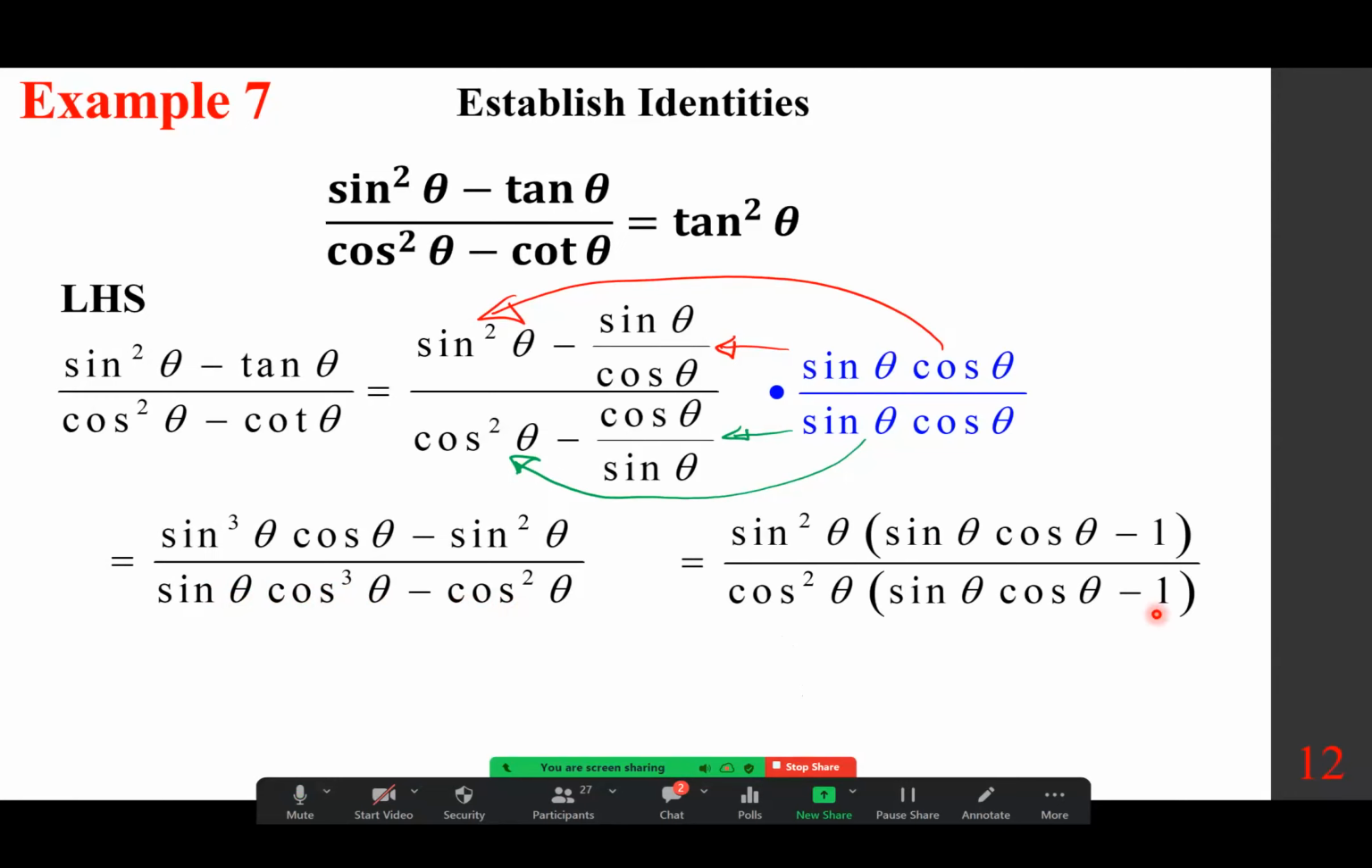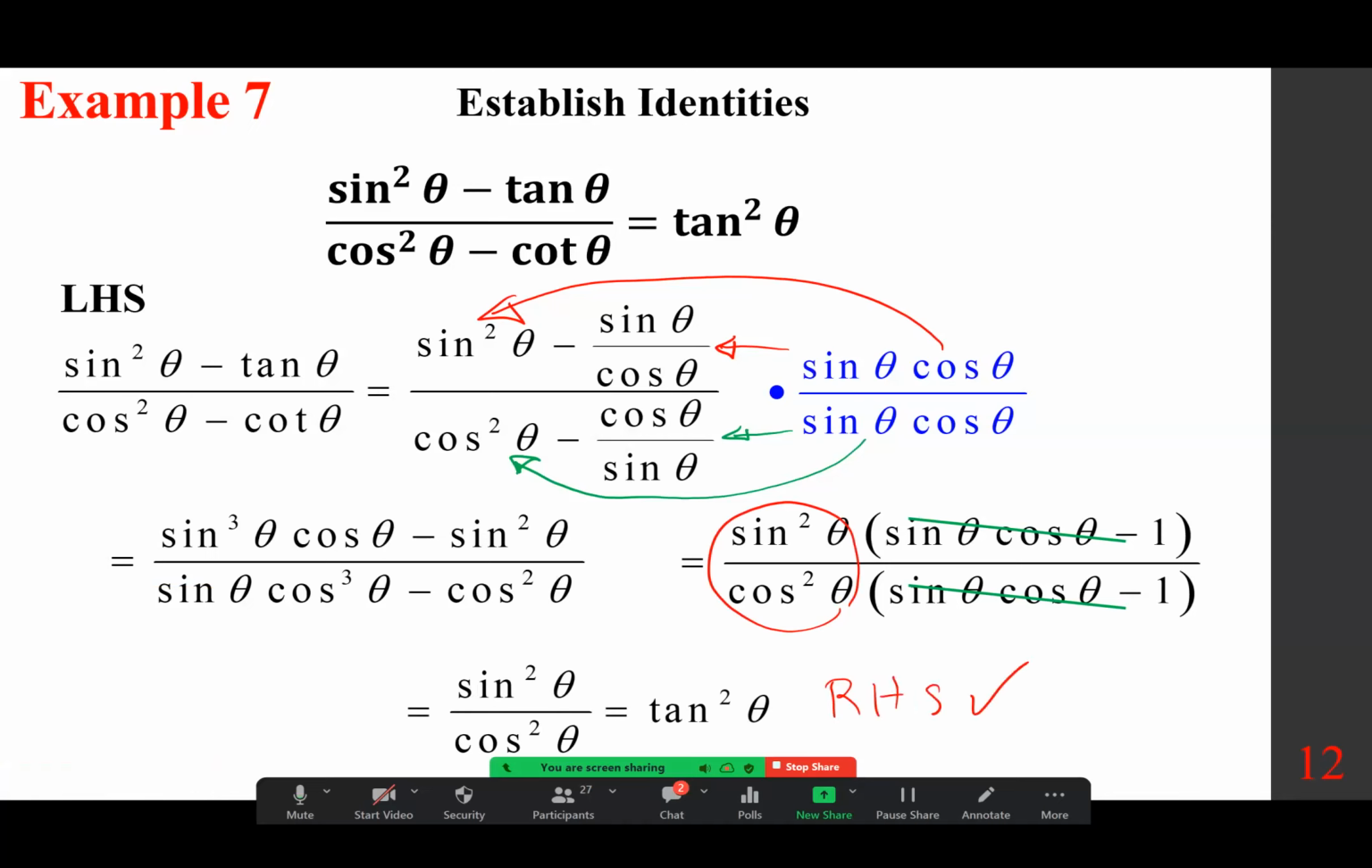As you can see, the two parentheses are identical. You can drop them. The result is sine squared over cosine squared, which is tan squared theta, which is the right-hand side. And we proved the identity.